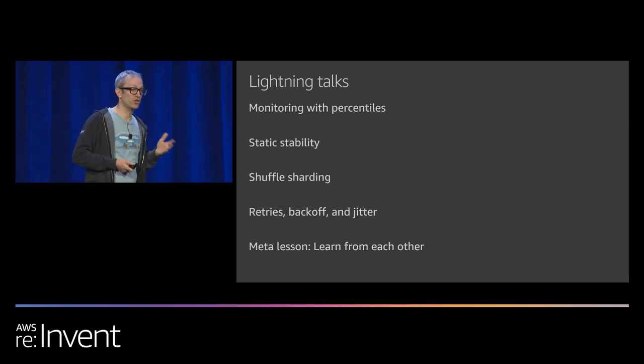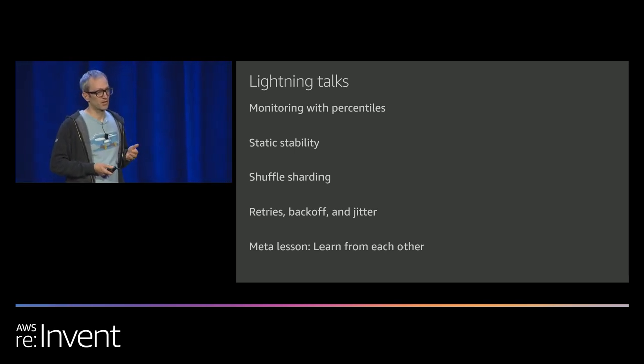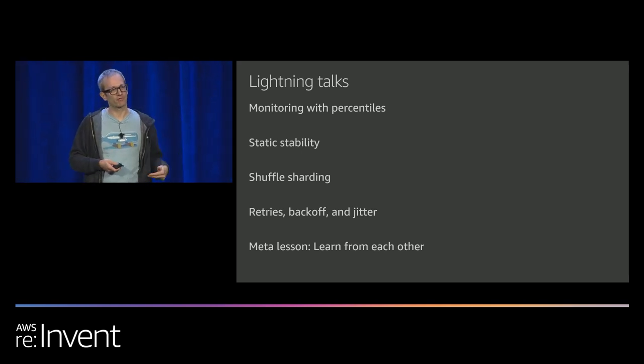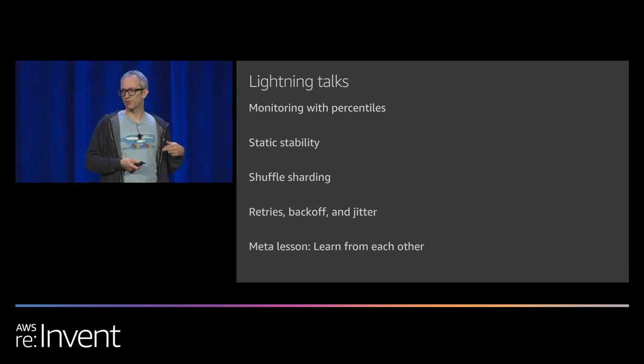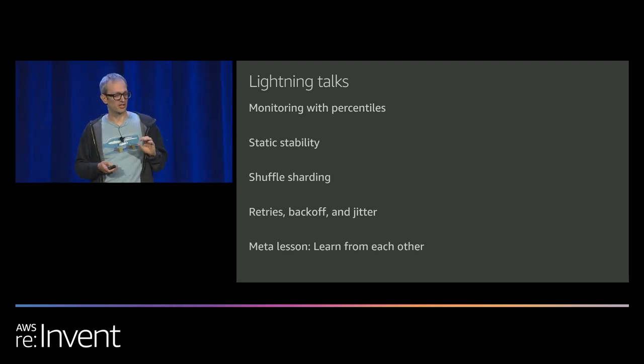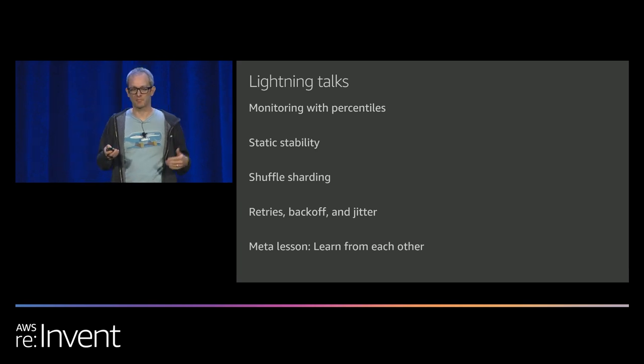We'll talk about retries, backoff, and jitter, which will improve your availability by giving every request an extra shot, but also paradoxically can degrade your availability. So that's an interesting topic. And then we'll wrap up with a meta lesson about these lessons.